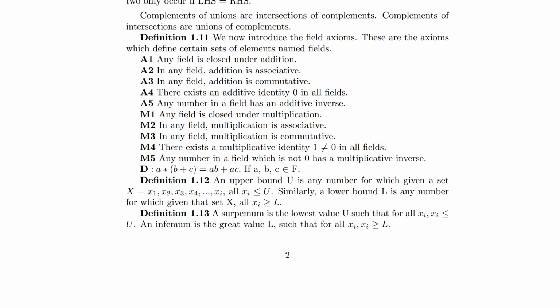Finally, we have the fifth multiplicative axiom, which says that any number in a field which is not 0 has a multiplicative inverse. If it were 0, it would not have a multiplicative inverse, as we would have 1 over 0, which would not make sense. In some examples it does, like in the extended reals, but those are not fields after all.